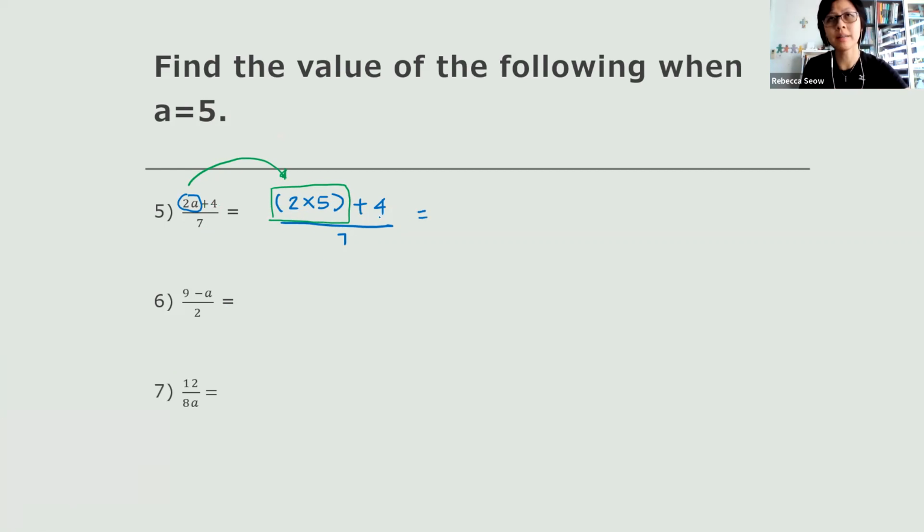Okay, let's work it out step by step. Order of operations, 2 times 5, that gives you 10. Copy down the rest, plus 4 out of 7. So numerator, 10 plus 4 gives you 14 out of 7. And 14 out of 7, let me break it down again. This basically means 14 divided by 7. So 14 divided by 7 gives you 2. That's how we work it out.